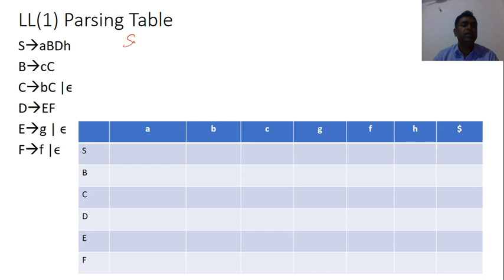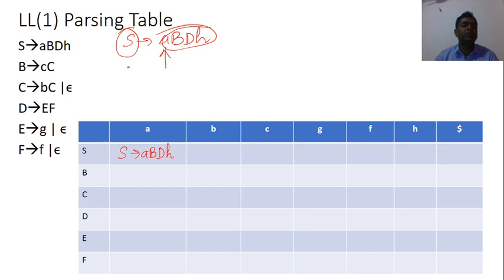Consider the production S derives to ABDH. First of this is what? A. So where will that entry be? That entry will be placed in the parsing table in the S row and small a column, because first of ABDH is A. Just come here, S row and A column, and insert S derives to ABDH.